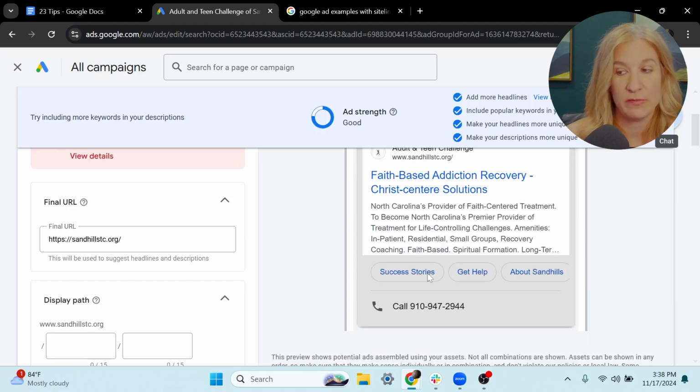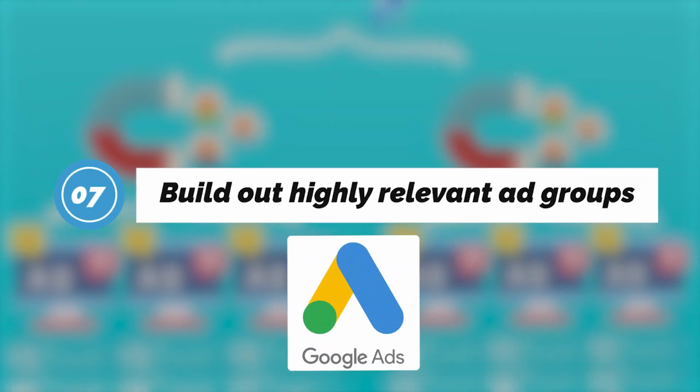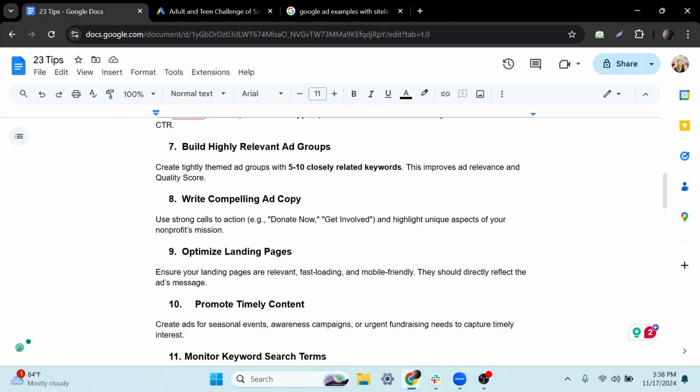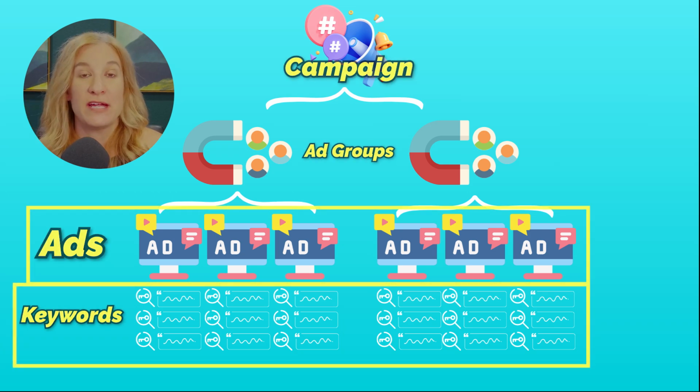Tip number 7, you're going to want to build out highly relevant ad groups. Now, ad groups is, again, the way that we organize ads. That is where your keywords come into play. So think about it as if you're making kind of like a brainstorm or a flow chart. Each ad group is where you're focusing on a different content area on your website.